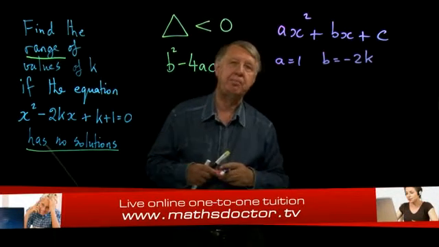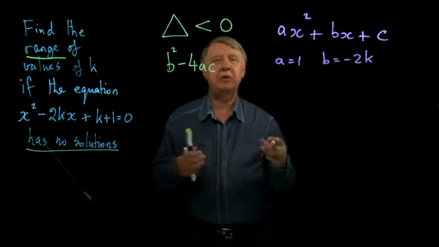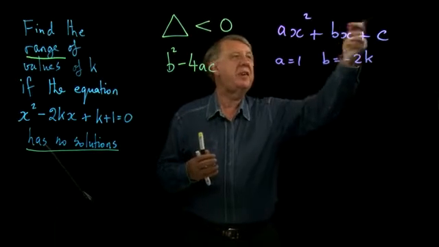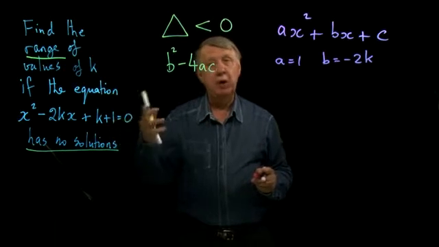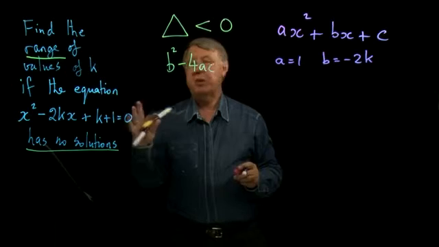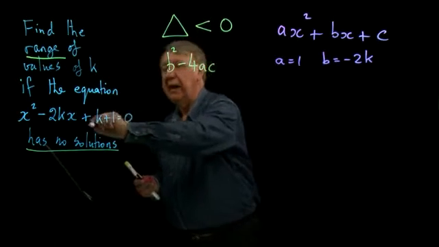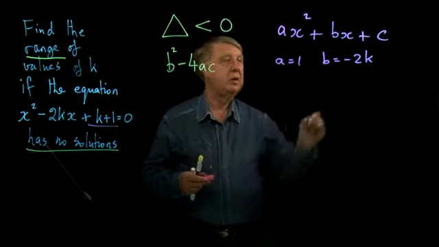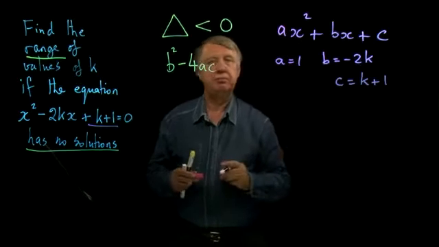What about c? Well, c is the number on the end, but you could also say it's everything else. So, because the number on the end is 1, but we've dealt with the x terms, so this is now everything else. So c is k plus 1.